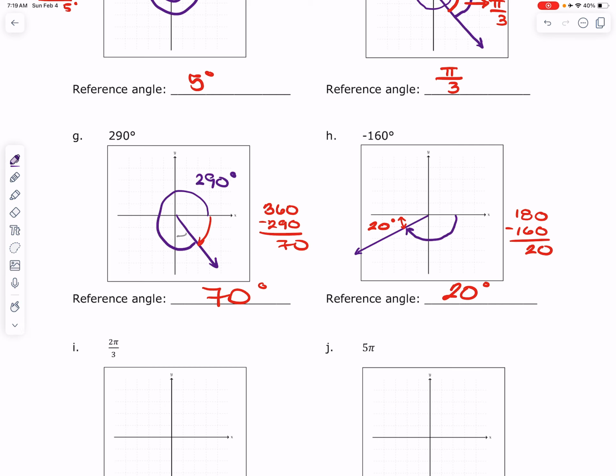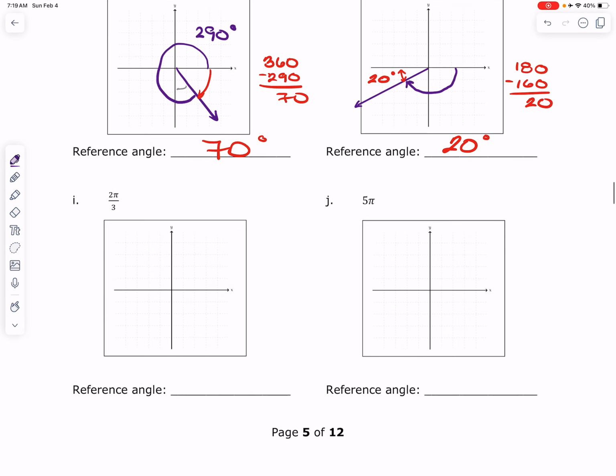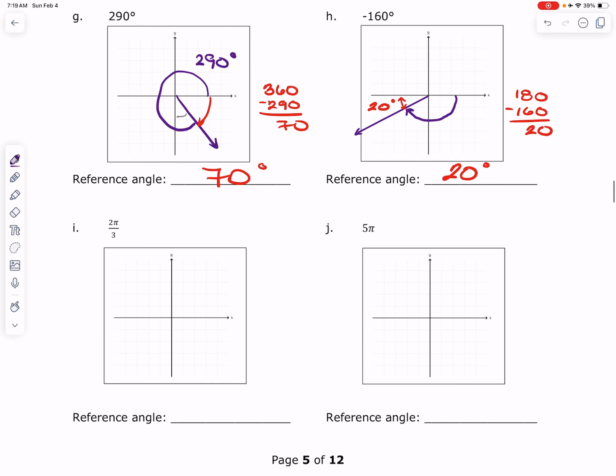Back to using radian measures. 2 pi over 3, well, there's 1 pi over 3, 2 pi over 3. I know that to get to 1 pi, that would be 3 pi over 3. And I'm going to subtract the 2 pi over 3 I've already traveled, which leaves me with pi over 3 right here.